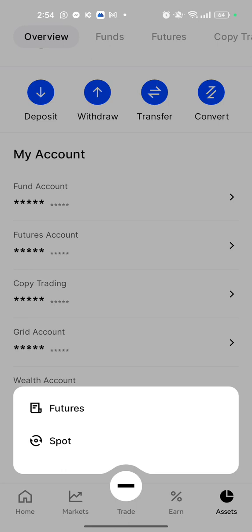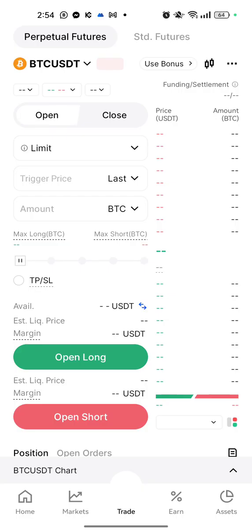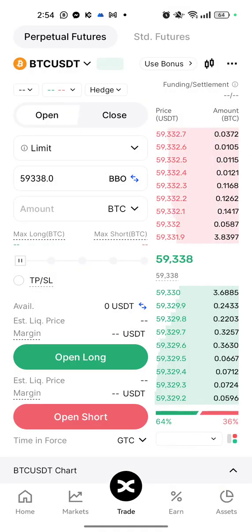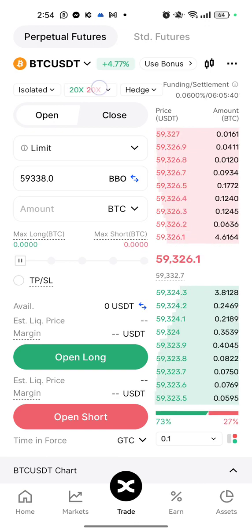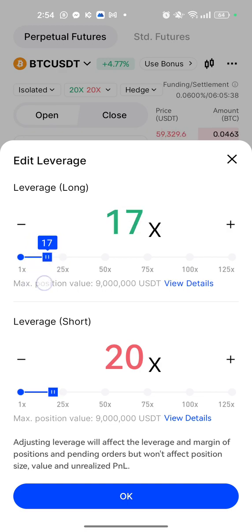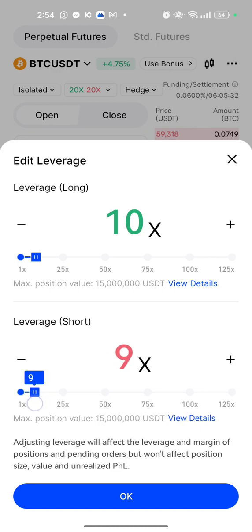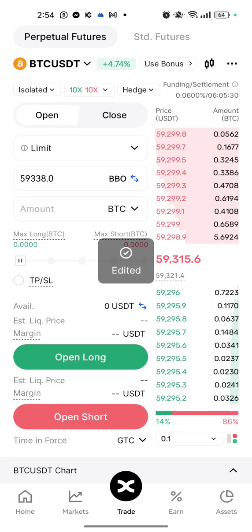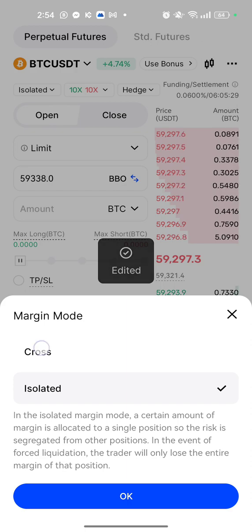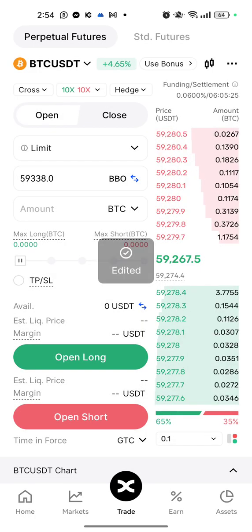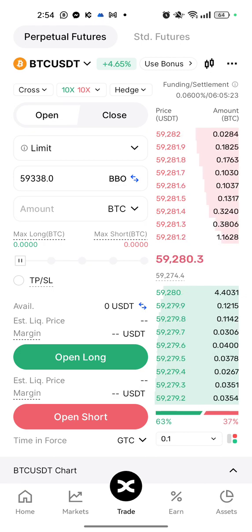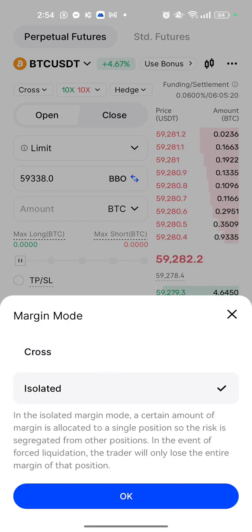There are two options: futures and spot trading. We click on futures trading. Futures trading is different from spot trading. You will see there is leverage 10, 20, 30. 10 is the best leverage, and leverage for short and long is equal. Isolated is best. In cross, all the portfolio is being used, but in isolated we only invest what we want.